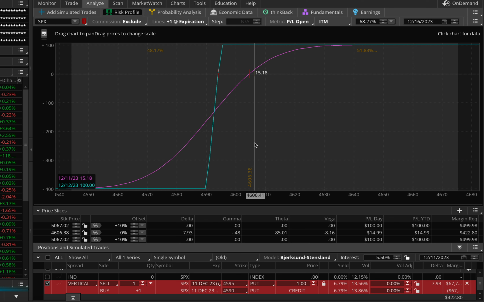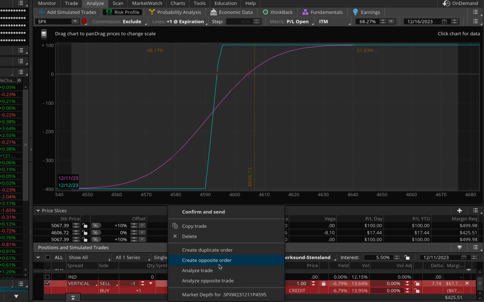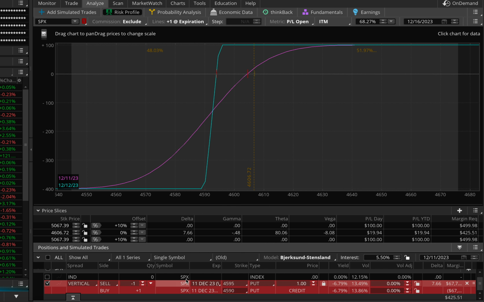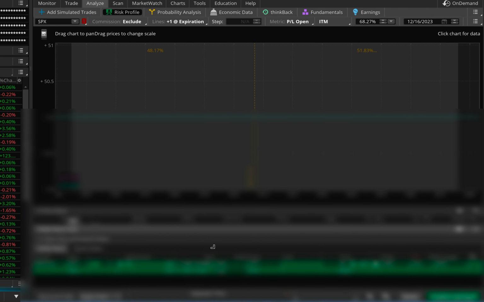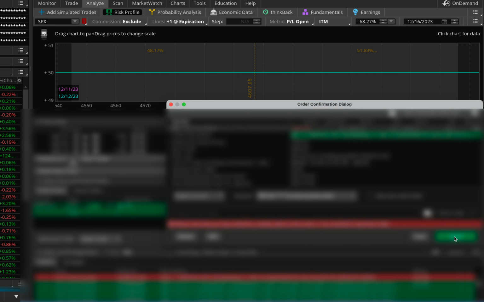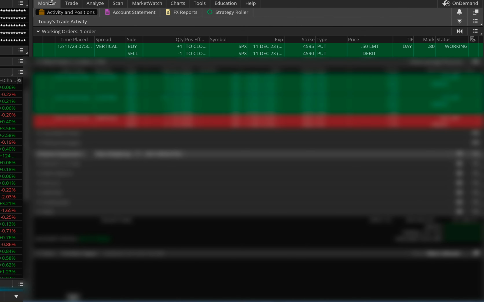Okay, we're starting to get up to a little bit. We're at 15 bucks profit, and I'm just going to set my profit target exit order. So I'll say analyze opposite order. We're trying to get out of this. We're trying to make 50 bucks. That's our profit target. So I'm going to set that right there. Create duplicate order. Make sure it's working. Okay, there it is. So right now the position's up about 20 bucks. We've been in this for about 10 minutes, I think.